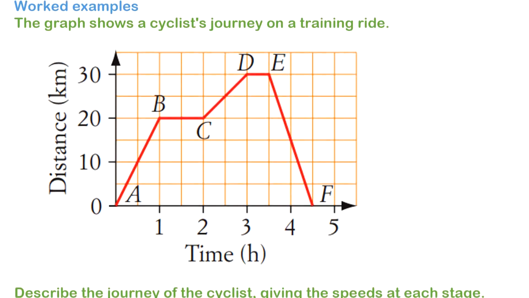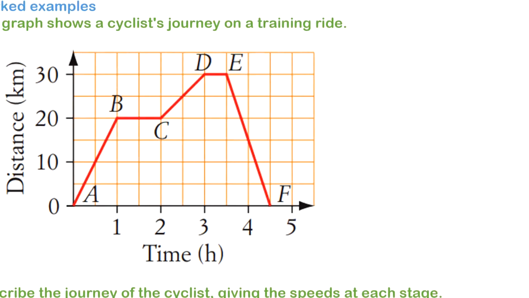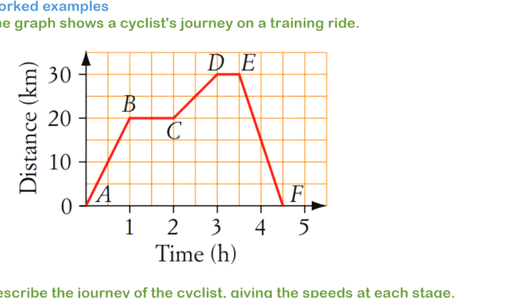So, here we have another graph, and it's showing a cyclist's journey on a training ride, and we need to describe what's happening at each of the sections. If I go over here, I'm going to look at AB first. All I can tell is that I'm going in an upwards direction, so I'm moving away. And I need to find my speed. It wants me to find the speed.